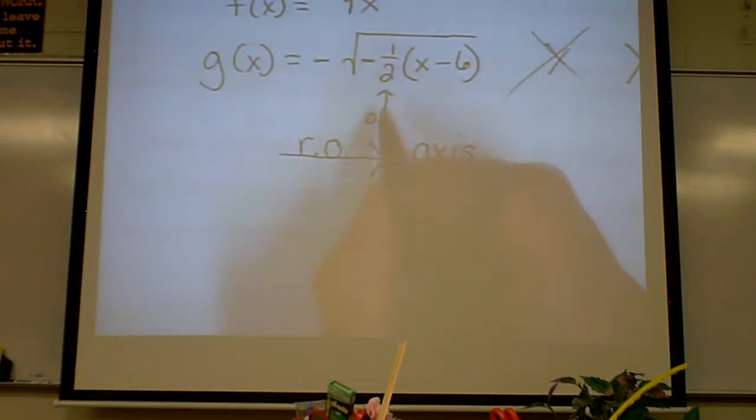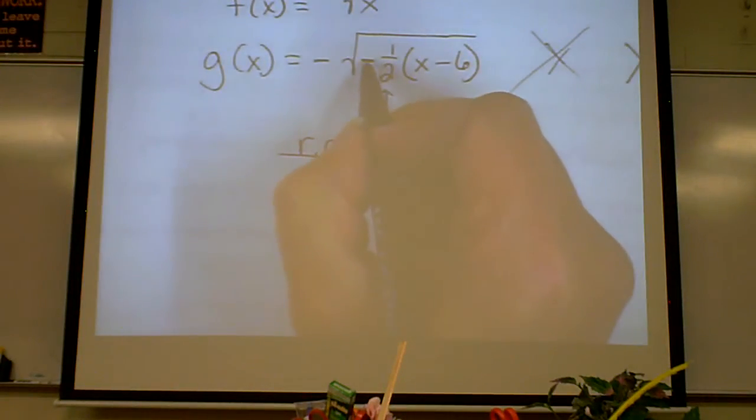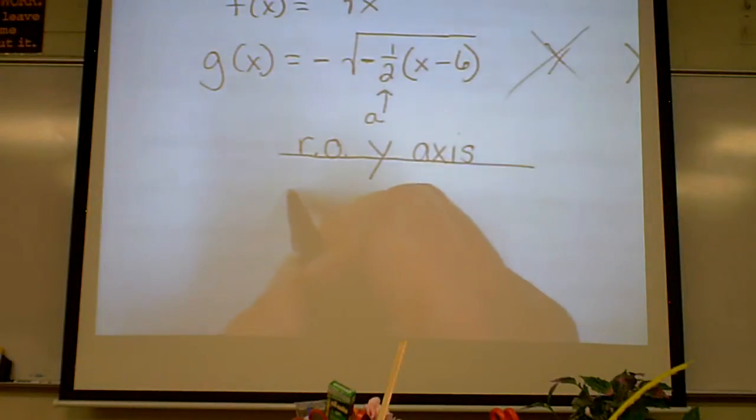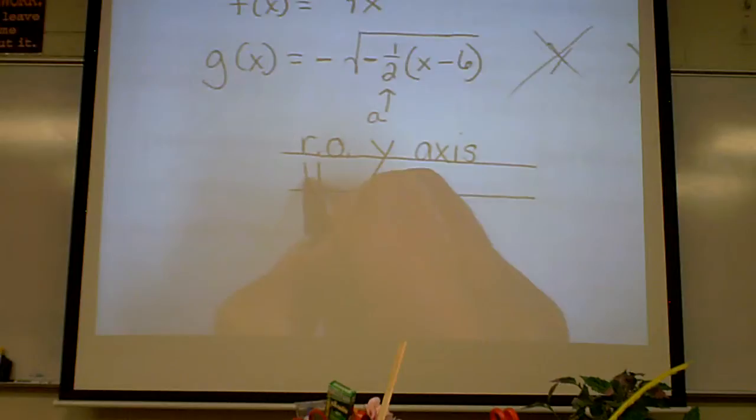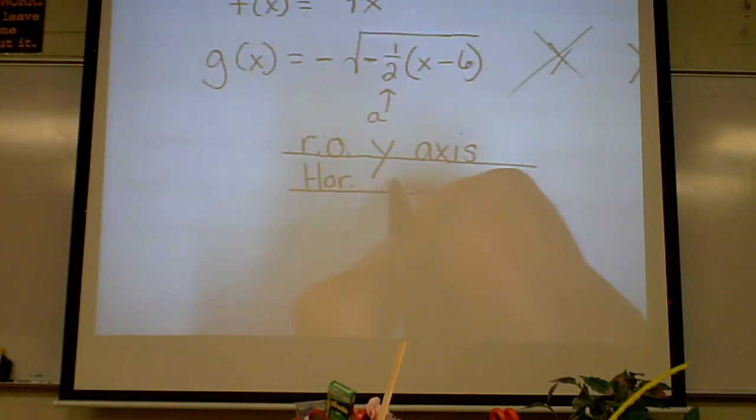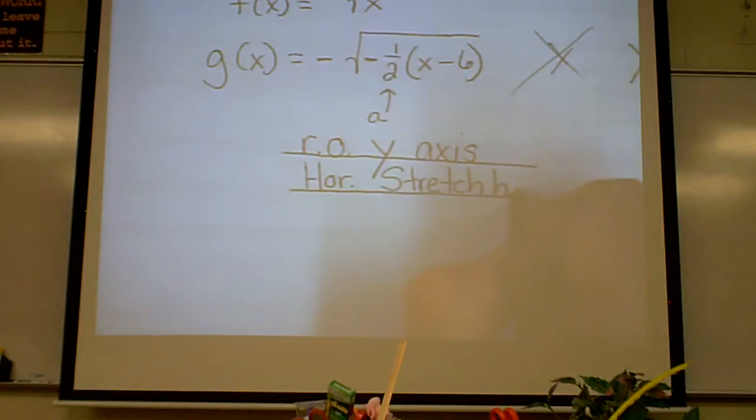So, this means reflection over the y-axis. What's the next thing you're gonna write? Horizontal stretch by 2. Can we rewrite the problem as -2, or do you want us to keep it as the fraction?